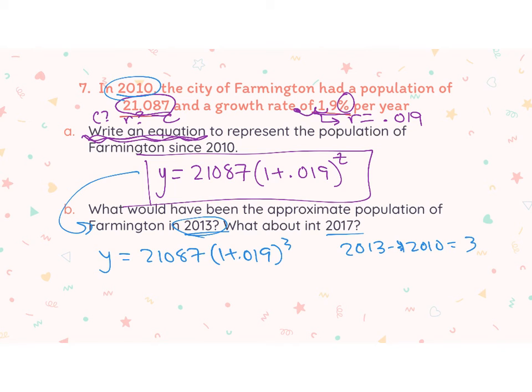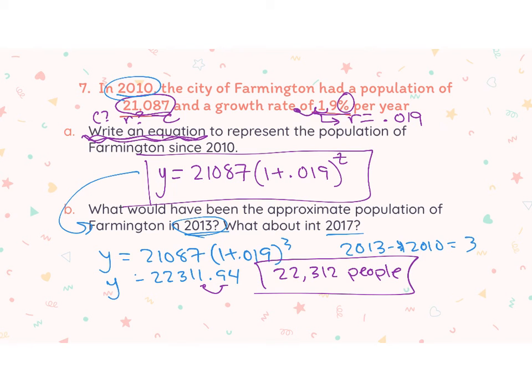1 plus 0.019 raised to the 3rd, and I end up with 22,311.94. Now again, these are people. You can't have a partial person. So we're going to use that 9 to round it up, and we'll call that 22,312 people.